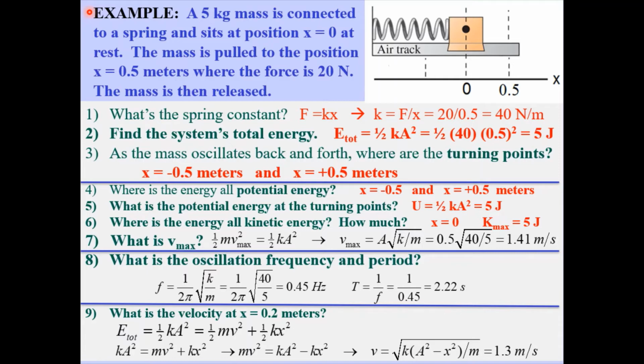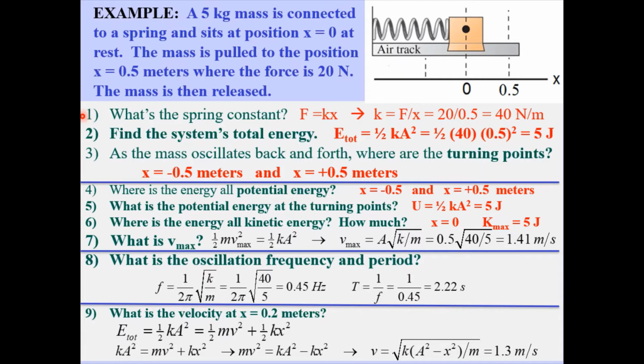So in this example, we have a 5 kilogram mass, that's this guy out here, connected to a spring and sits at position x equals 0 at rest. The mass is pulled to the position x equals 0.5 meters, which is over here. When it's at 0.5 meters, the force from the spring is 20 newtons. The mass is then released. So once we release the mass, it's going to start to oscillate, going back and forth like this. We have 9 total questions here that will illustrate many of the properties of the mass spring oscillator.